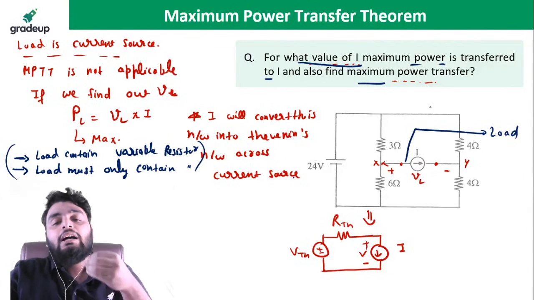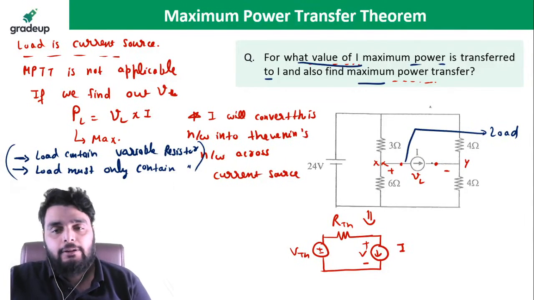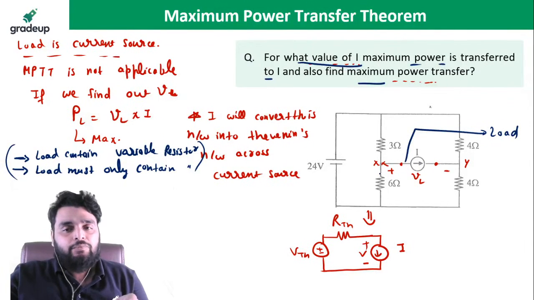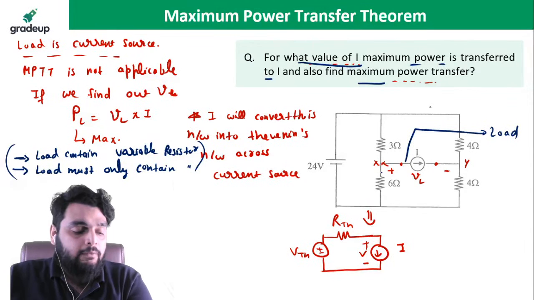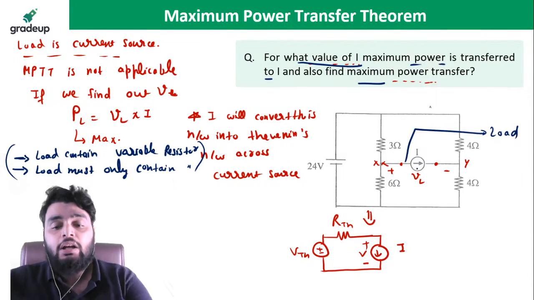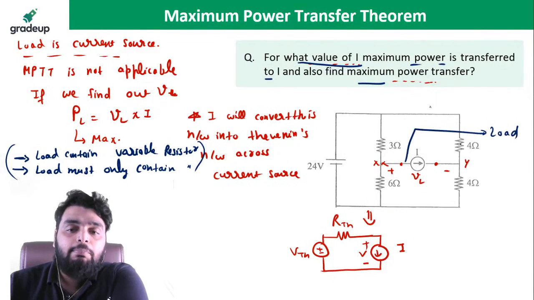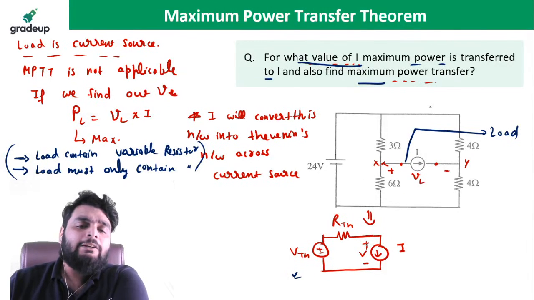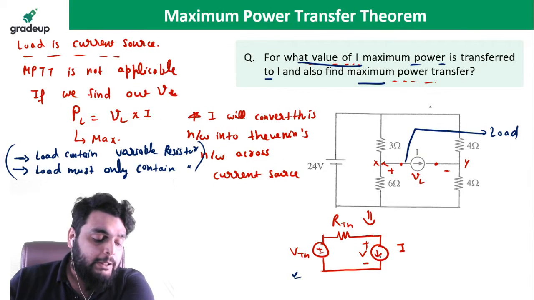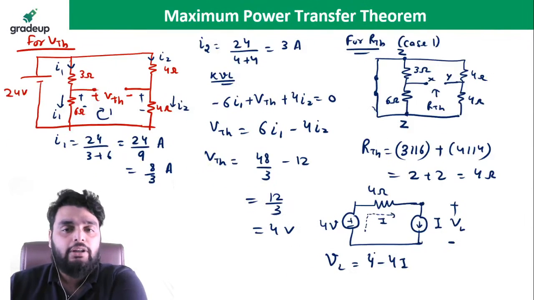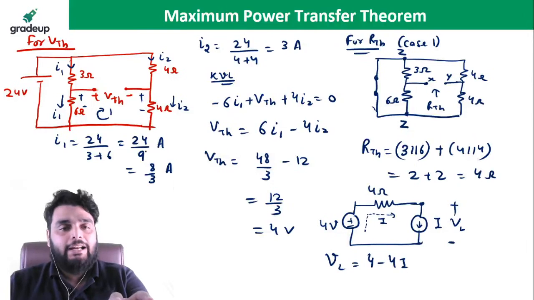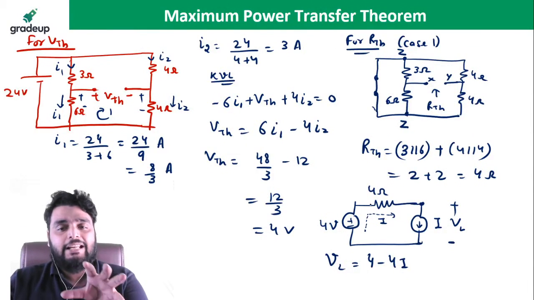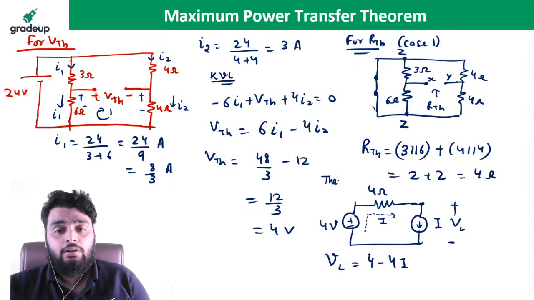So what should I do? I need to find out the power across it. Once you find out the power across it, then you need to differentiate it. So the power across it will be voltage multiplied by current. So I am converting this particular complex network into a Thevenin's network. Why? Because then it will be easier to find out voltage. So I find out VTH, I find out RTH, and we have come to this Thevenin's network.